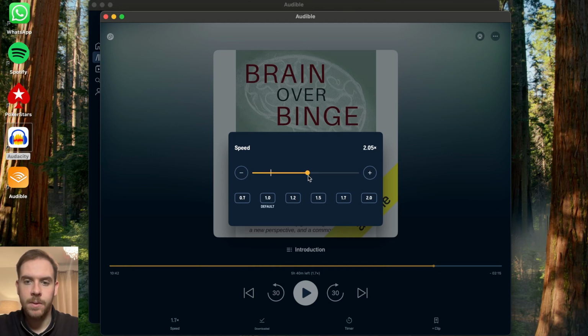voice on Audible. And what you can do is either press the plus icon on the right hand side, and that's going to speed up the audiobook by increments of 0.05, or you can press the minus icon and it's going to slow the audiobook down by increments of 0.05 as well. And also on the bottom row, there's pre-selected buttons that you can actually press and either increase the speed or slow down the speed of the audiobook from there.